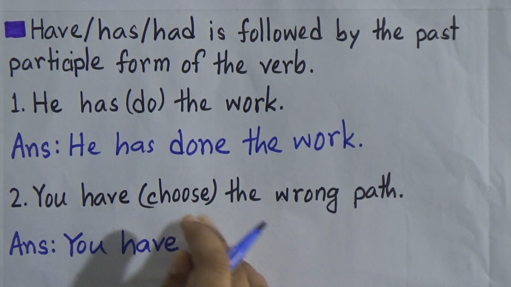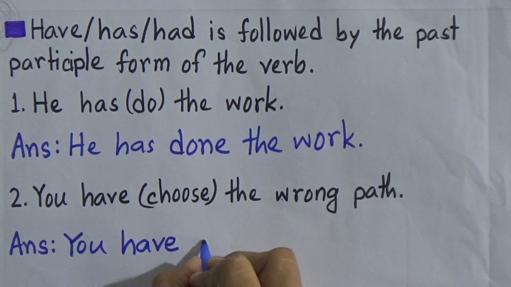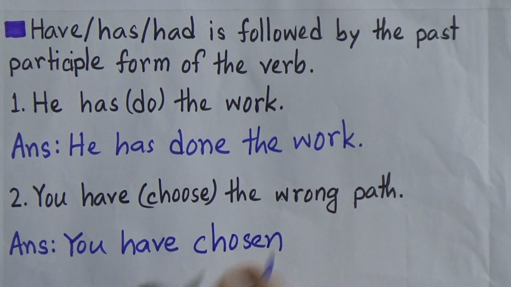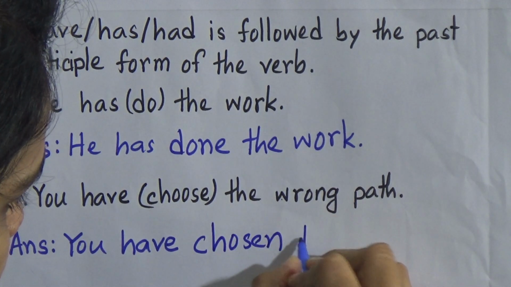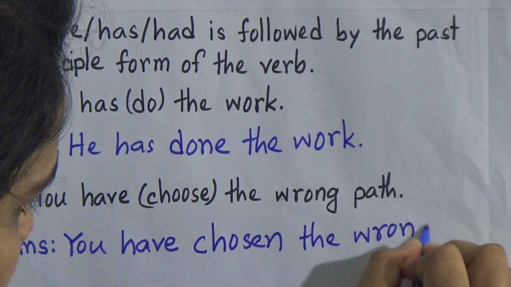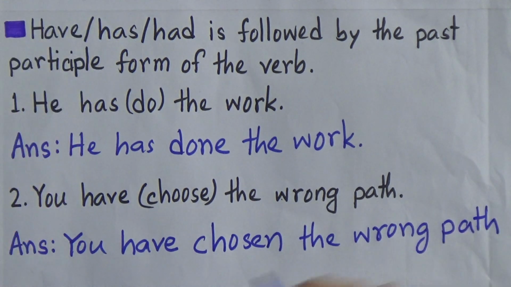So you have, now the past participle form of the verb choose. What is the past participle form of the verb? It is chosen. So you have chosen. And now the rest of the sentence, the wrong path.